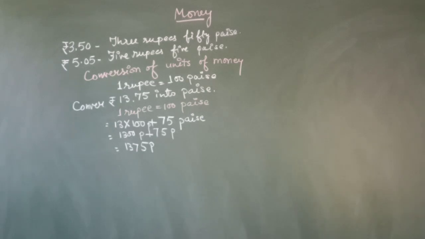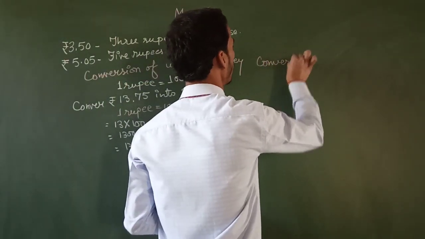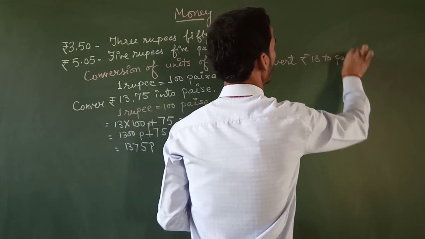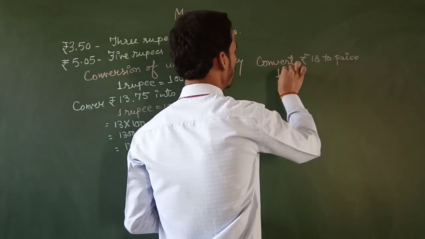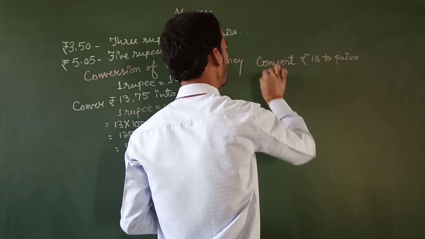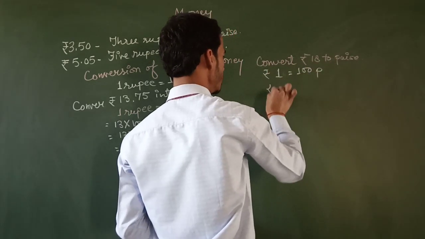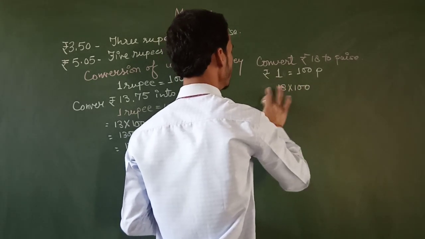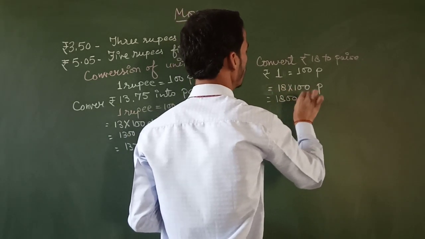Okay, there is another example. Convert rupees 18 to paise. How can we convert rupees 18 to paise? Listen here. Firstly, we know that 1 rupee is equal to 100 paise. So rupees 18 is equal to 18 multiplied by 100, that is 1800 paise.